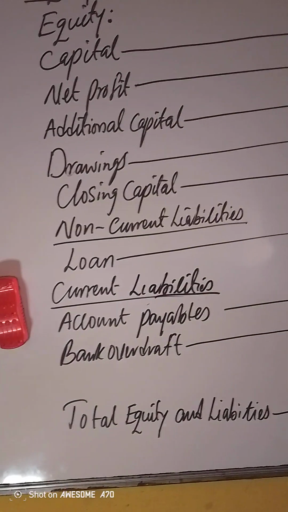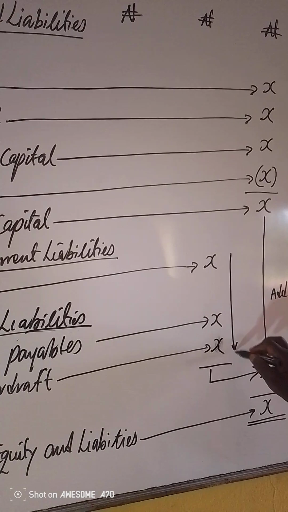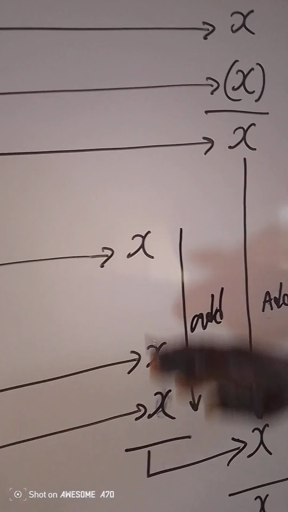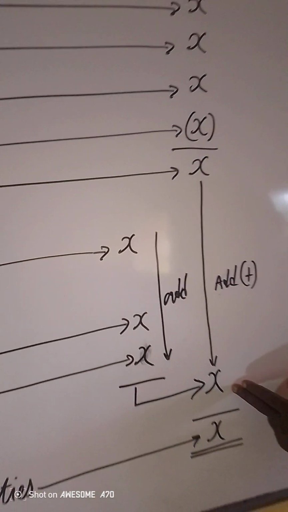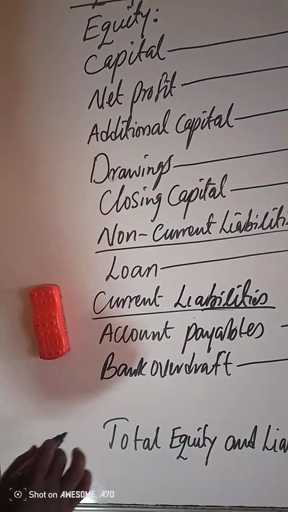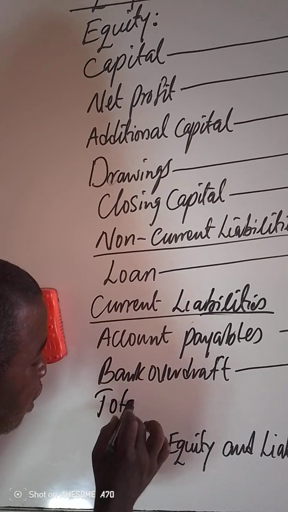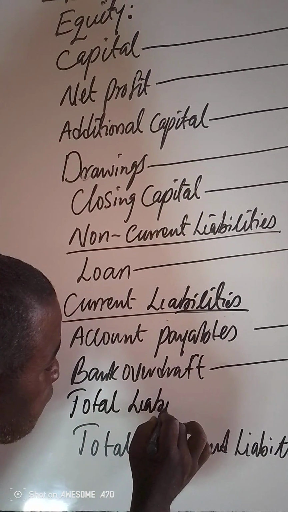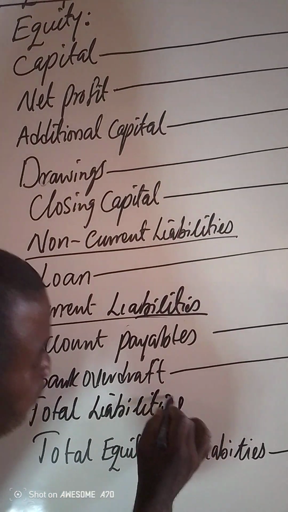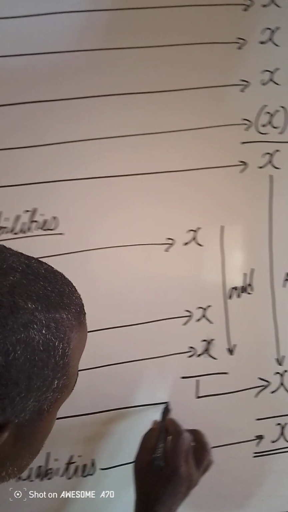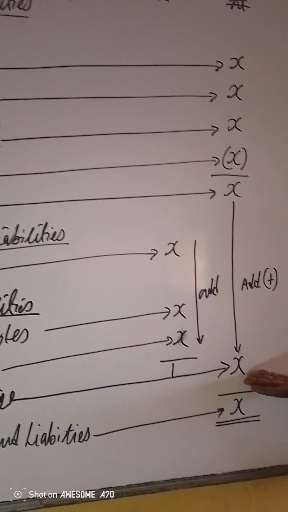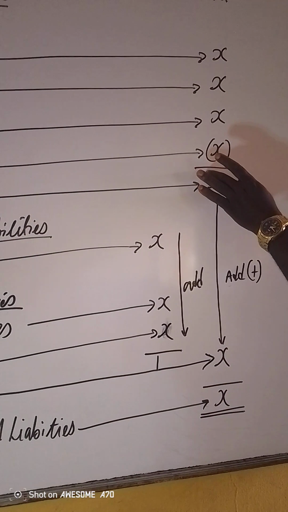Then next, you sum this up. That is, you now add the non-current liabilities with the current liabilities to get what is called the total liabilities. You bring it here and say this is what is called the total liabilities. So getting your total liabilities, you now transfer it to the other side to meet the closing capital.